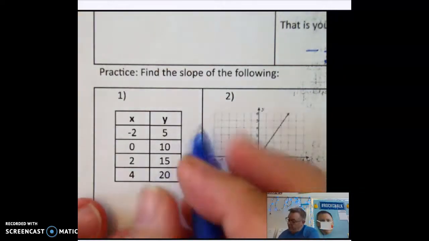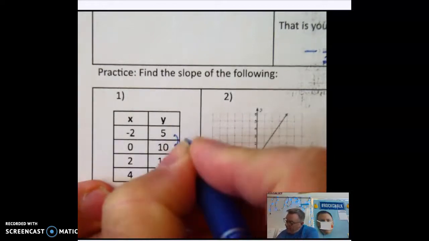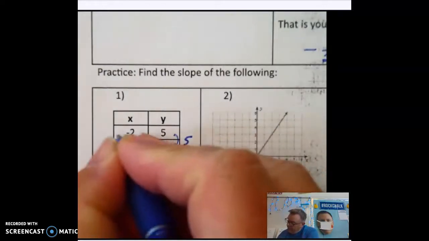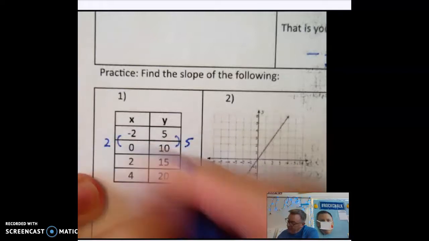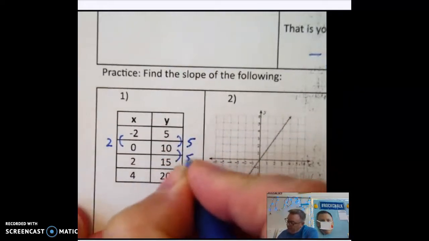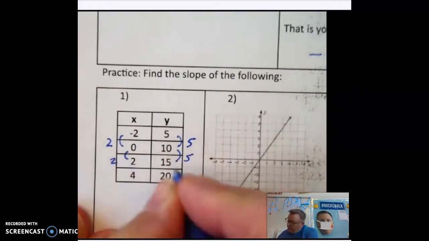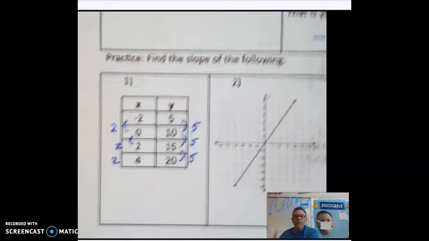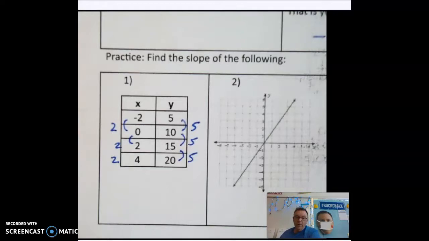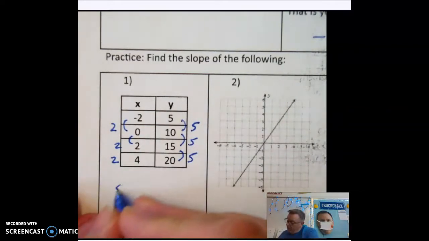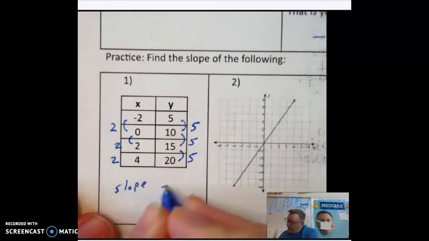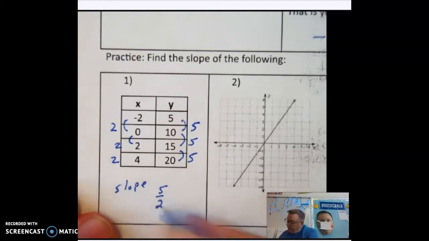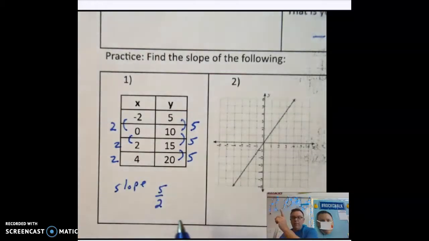So if I want to do the difference in y, this difference is 5. And it looks like this is going up 2. Up 5, up 2, up 5, up 2. And so my differences, looks like all of them are 5 over 2. Nothing will simplify. So my slope is 5 over 2. Up 5 over 2, up 5 over 2.